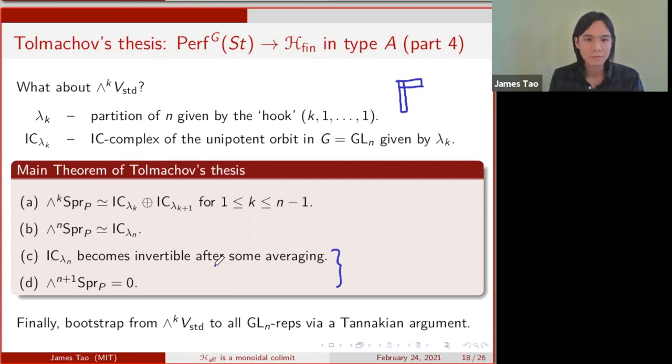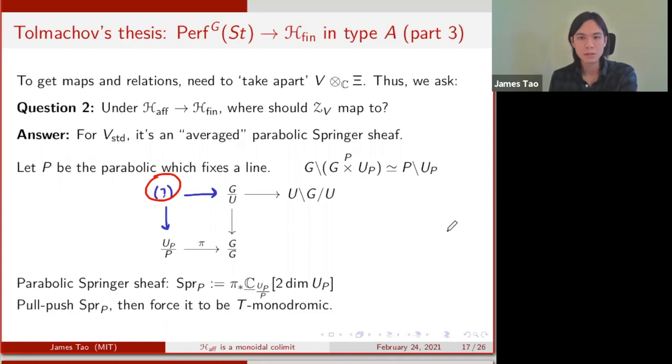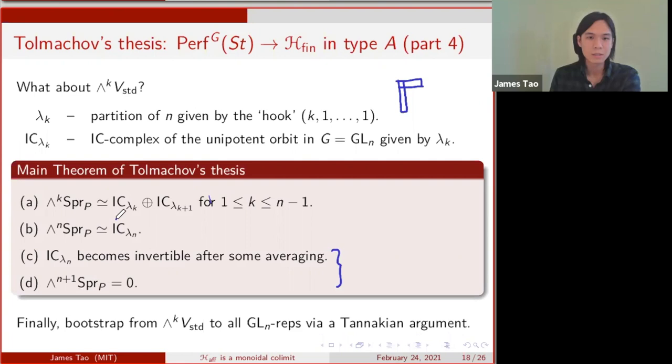These properties are not surprising. They are exactly what you would expect if this sheaf did correspond to the standard representation of GLN. In fact, by a Tannakian argument, these two properties allow us to bootstrap from these fundamental representations to all GLN representations. So that's how Costa's thesis handles the question of where the central sheaves should go for central sheaves coming from any finite dimensional representation of GLN. And it hinges upon this inductive computation of exterior powers, and the induction is possible because these answers very surprisingly turn out to be very nice. So that's all I'll say about the approach from Costa's thesis.